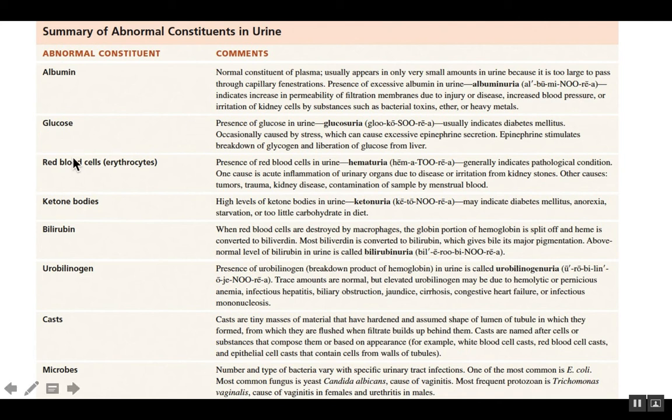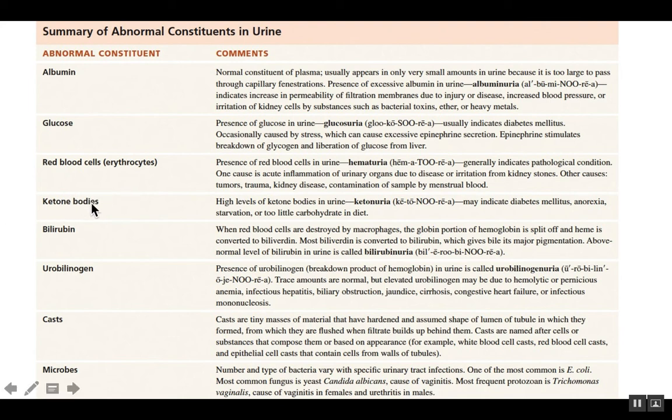Shouldn't be red blood cells in urine. That usually is indication of possibly a contamination. Maybe it's just menstruation, or kidney stones, or inflammation, or a urinary tract infection. Those are some causes of blood in the urine.